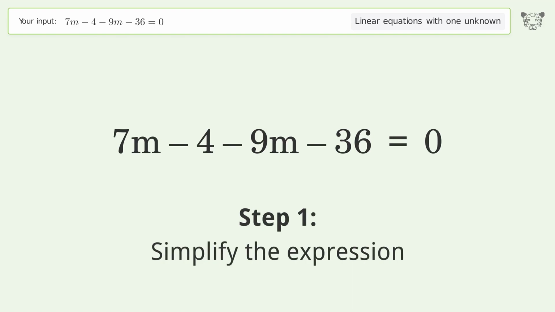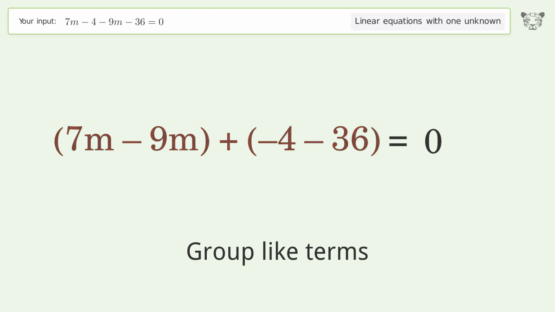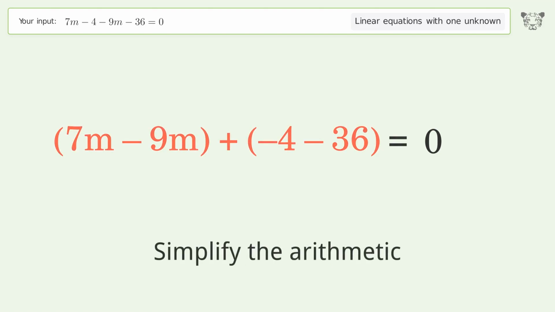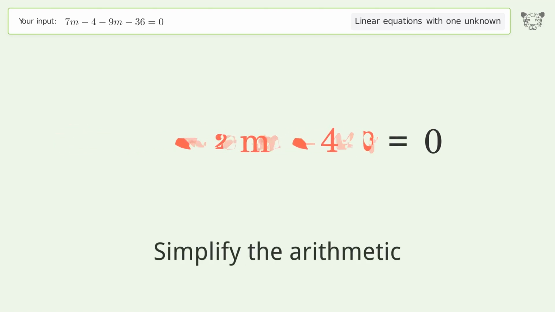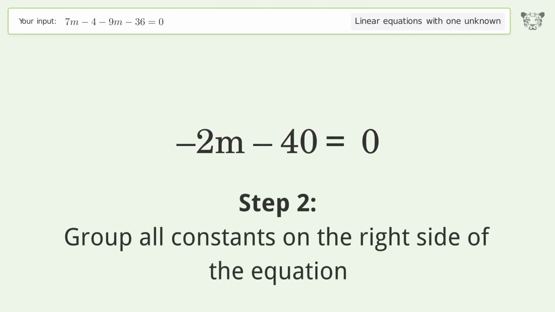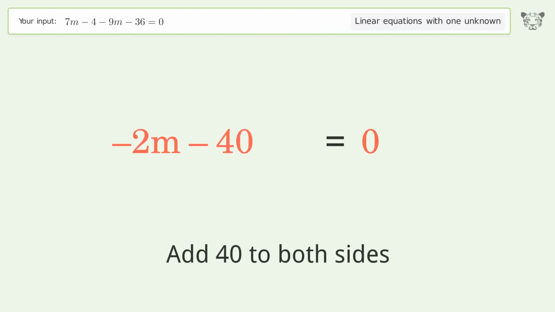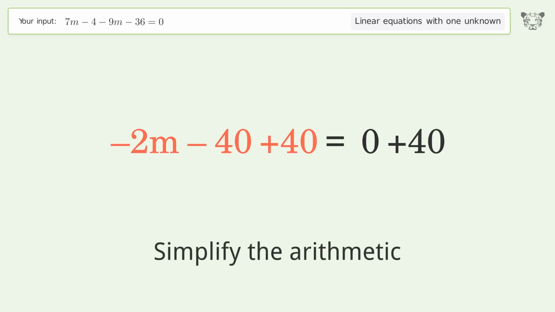Simplify the expression. Group like terms. Simplify the arithmetic. Group all constants on the right side of the equation. Add 40 to both sides. Simplify the arithmetic.